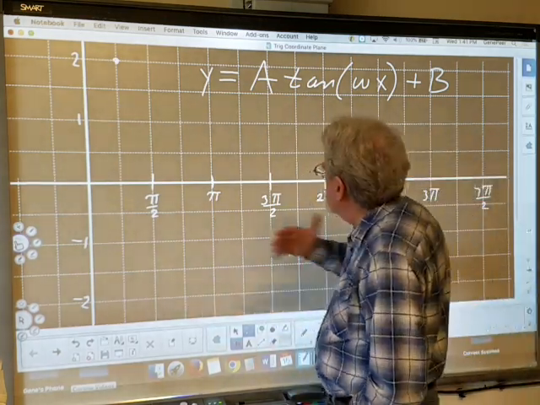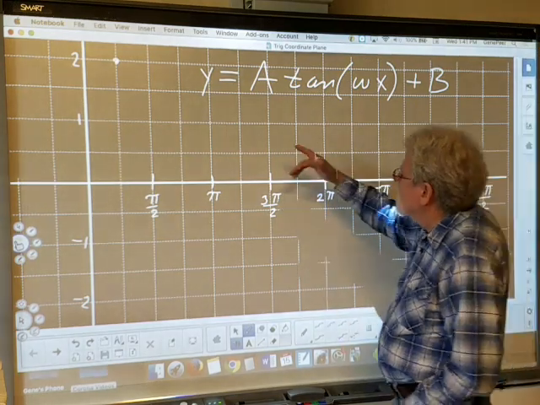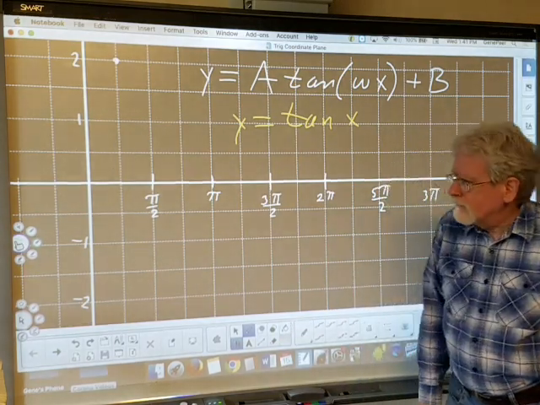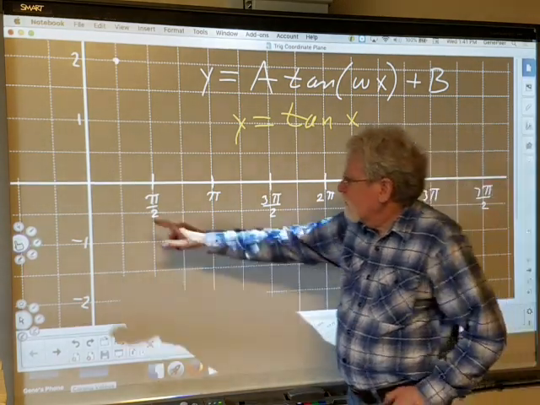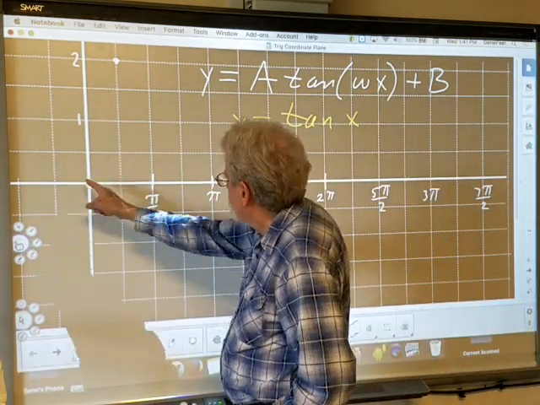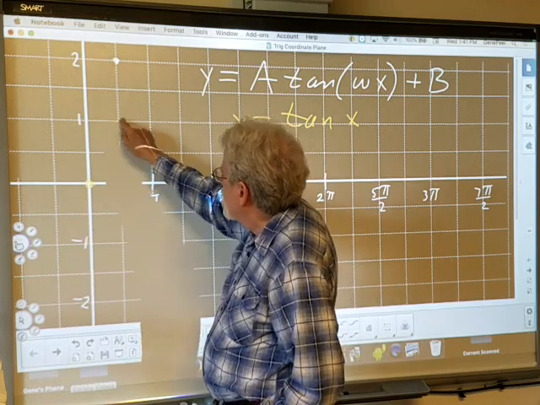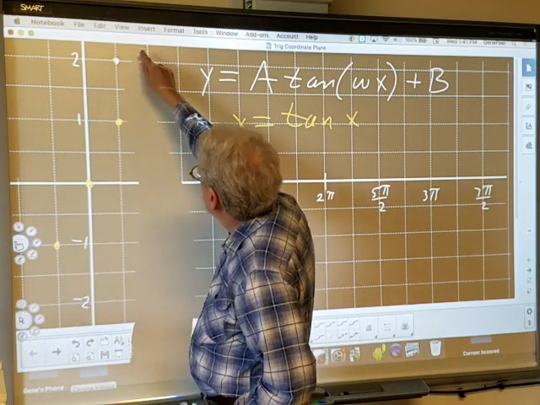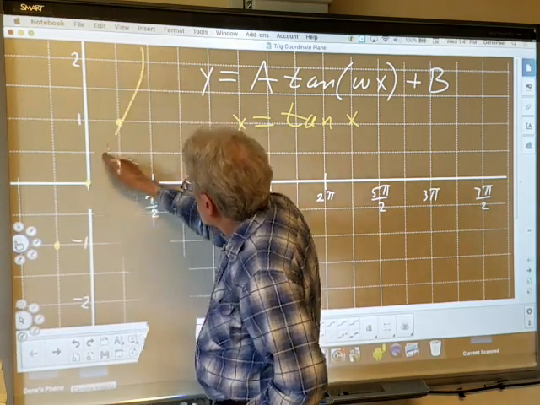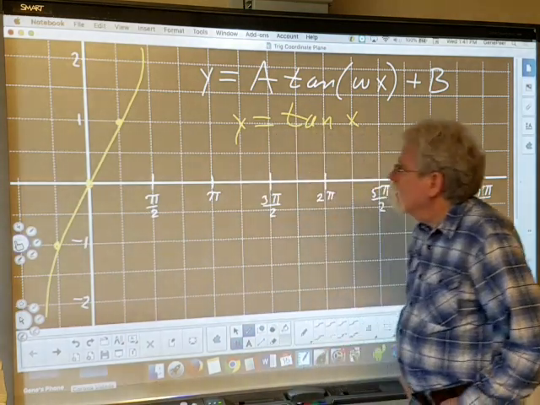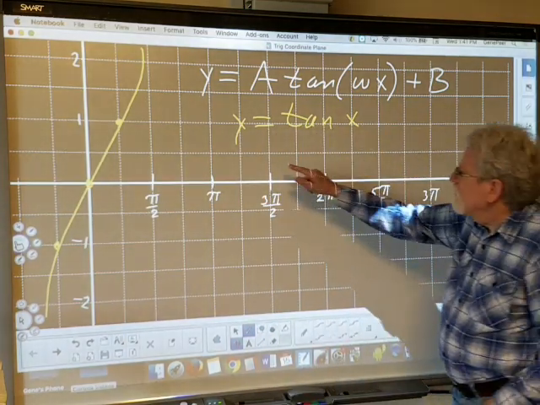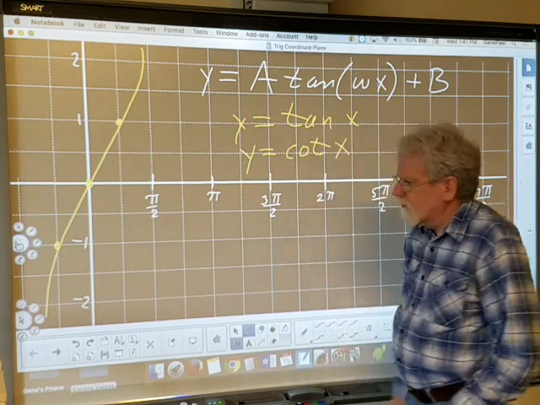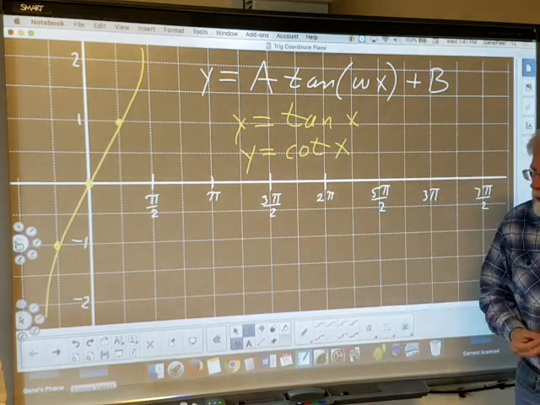So if we consider just y equals tangent of x again, it goes through 0, 0. It goes through 1/4 pi, 1, negative 1/4 pi, negative 1. And it looks kind of like this. All right, that's tangent. Now what about cotangent, the reciprocal of tangent? Cotangent of x. We need the reciprocals of all these things.